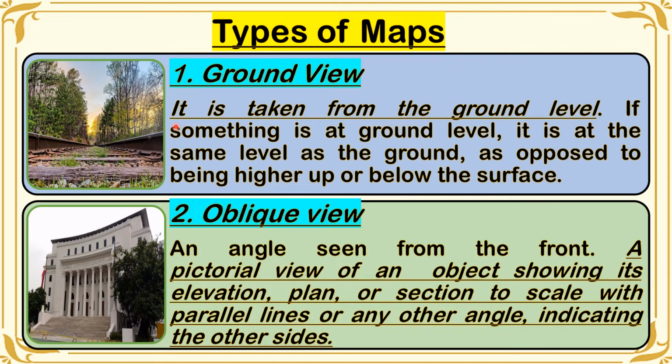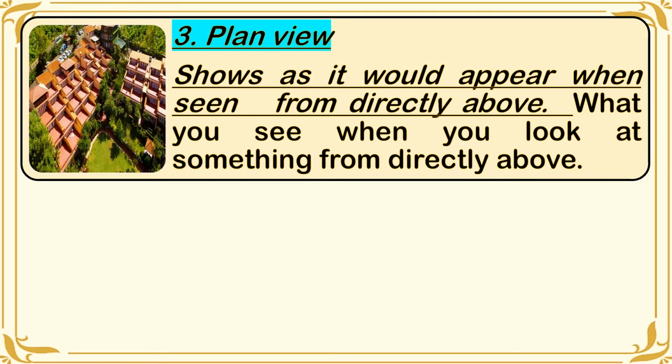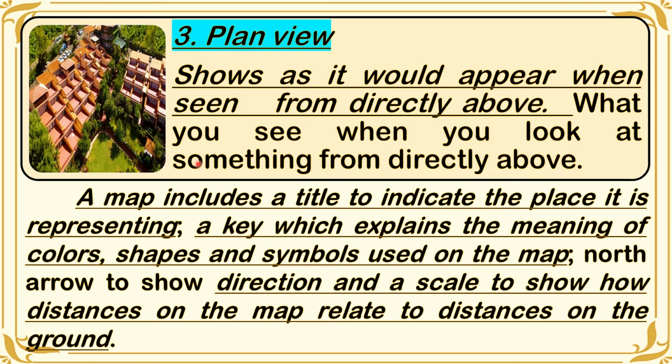The second type of map that we have is oblique view. It is an angle seen from the front, a pictorial view of an object showing its elevation, plan, or section to scale with parallel lines or any other angle indicating the other sides. Next is the plan view. It shows as it would appear when seen from directly above, what you see when you look at something from directly above.